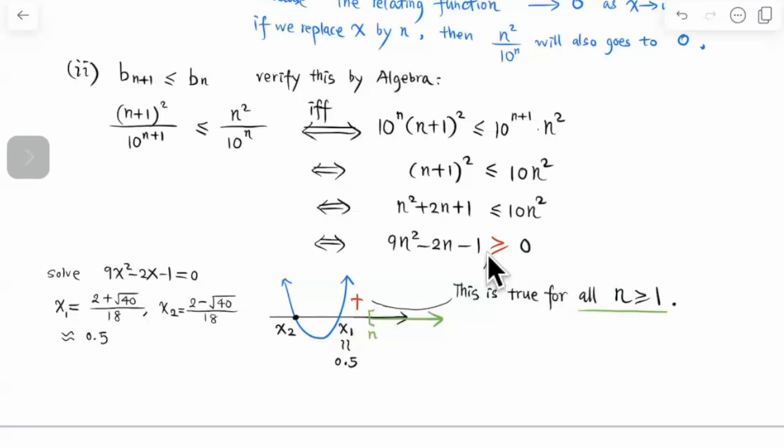And 1 is y here. So you see that when n is greater than or equal to 1, the function value will be positive. So you have this greater than or equal to 0 for all n greater than or equal to 1. Then you can go backward. If this is true, then this is true, then this is true, then this one here is true. So we just proved that Bn plus 1 is less than or equal to Bn. This is how you prove this by algebra.